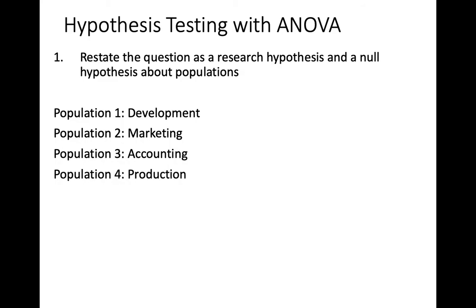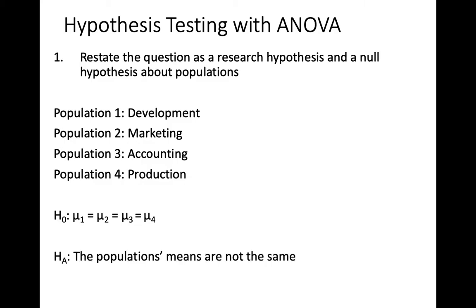Arbitrarily, I just went in order: population 1 development through population 4 production. The null hypothesis is always that mu1 equals mu2 equals mu3 equals, et cetera. So we had 4 means. Null hypothesis, those means are equal. Again, at the population level, mu, not sample mean M, but mu. Those means are equal. Alternative hypothesis, otherwise known as the research hypothesis, the population means are not the same.